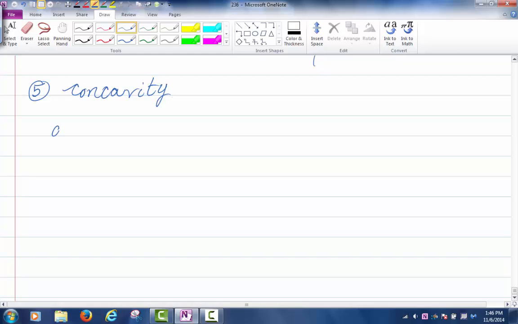And again, in order to determine the concavity of the function, we have to look at three steps. The first step would be to find the second derivative. We know that the concavity depends on the second derivative. And what's the second derivative in this case?